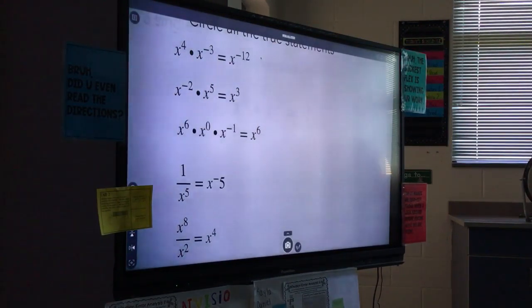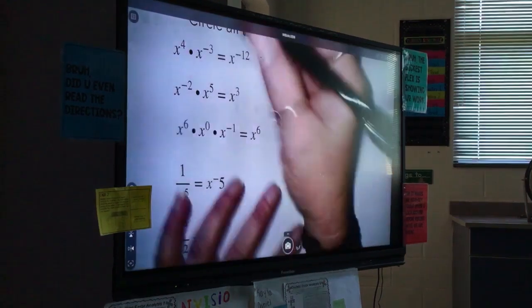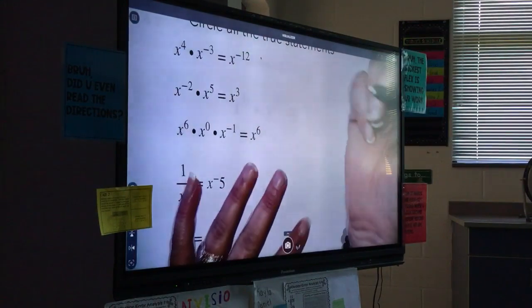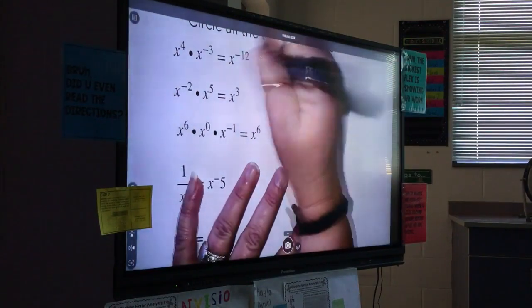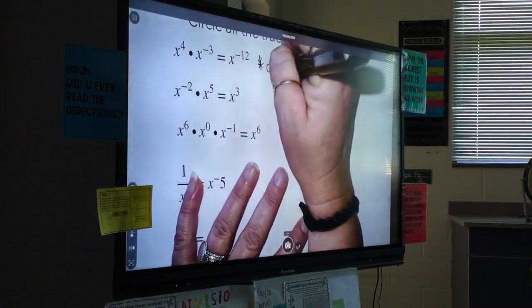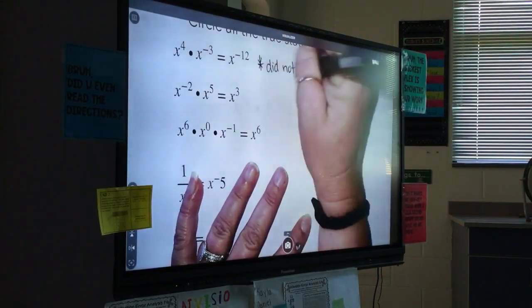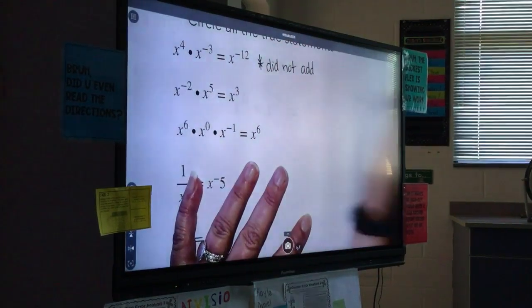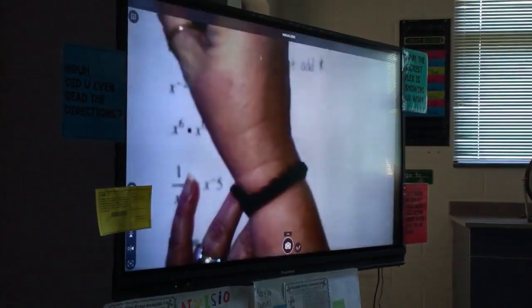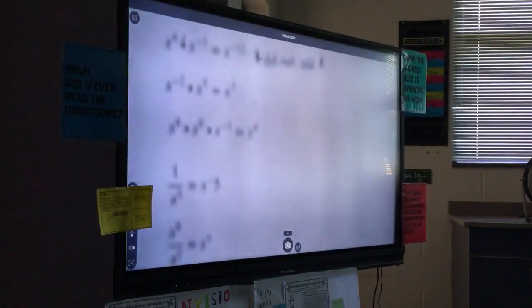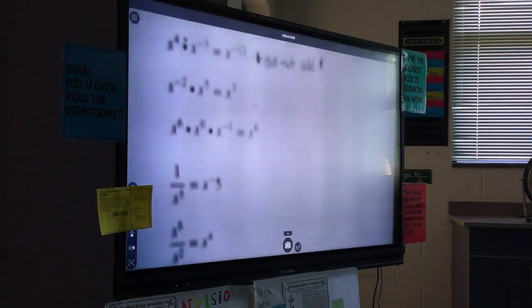All right, go ahead. It's okay if you're not done. Have a seat. So stand up if you said the first one is true. Nobody? Okay, so raise your hand and explain to me why it is not true. All right, Ariana? Instead of adding the exponents, they multiplied. So they did not add? They actually multiplied. Okay, so remember, when it comes to exponents and you see multiplication, it should be addition.